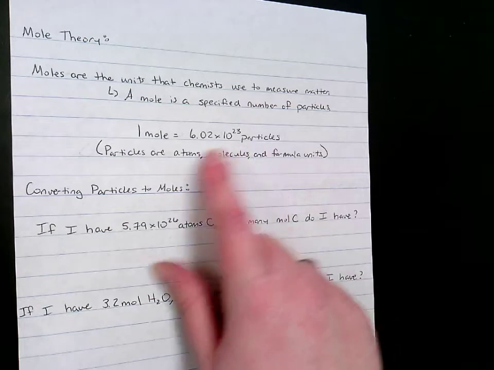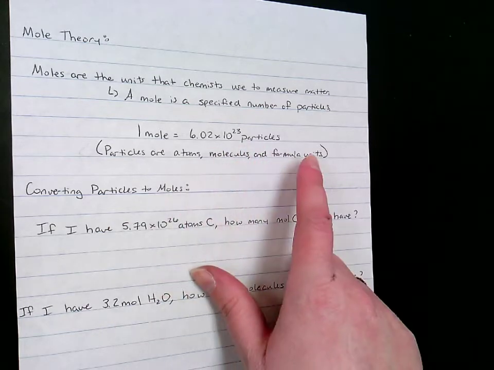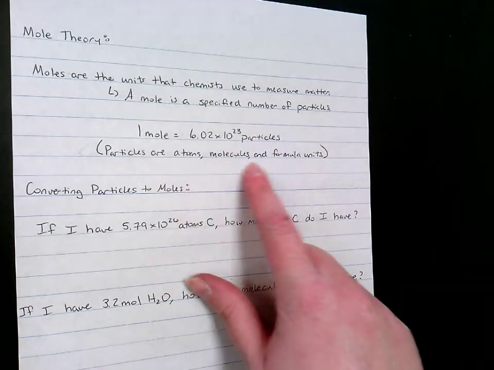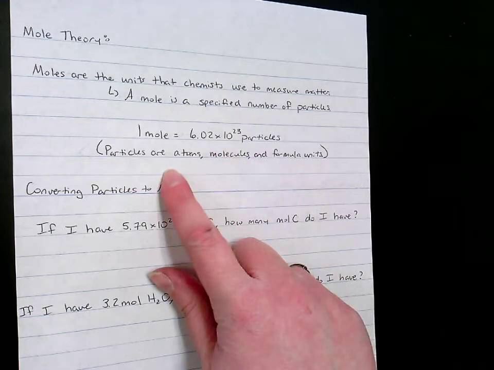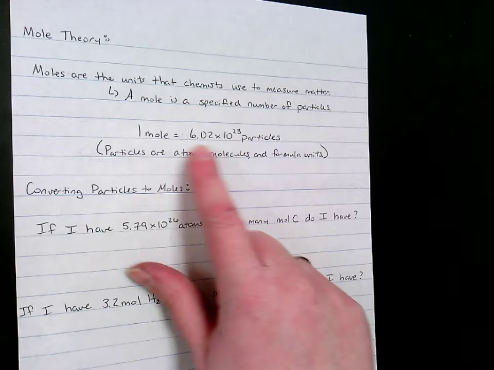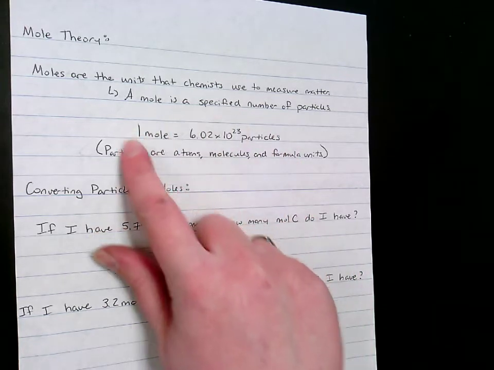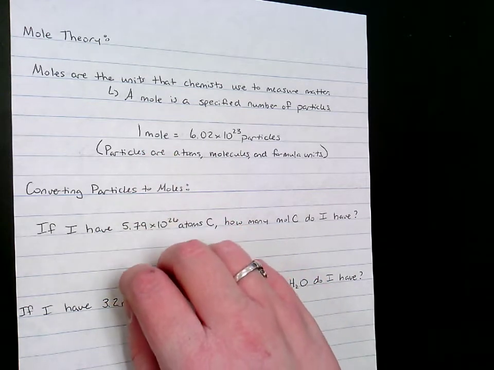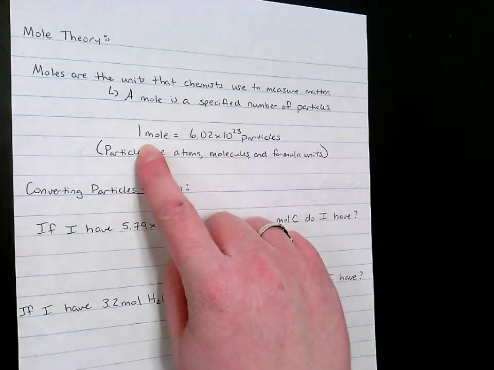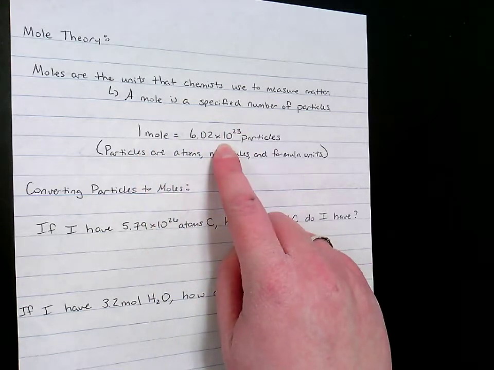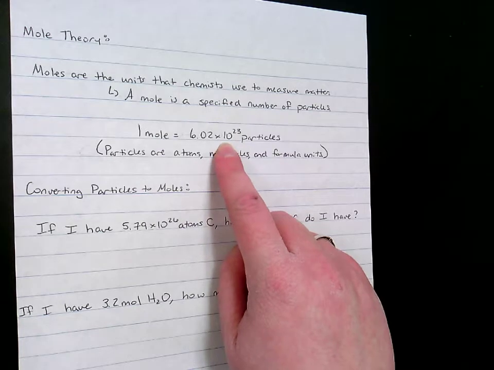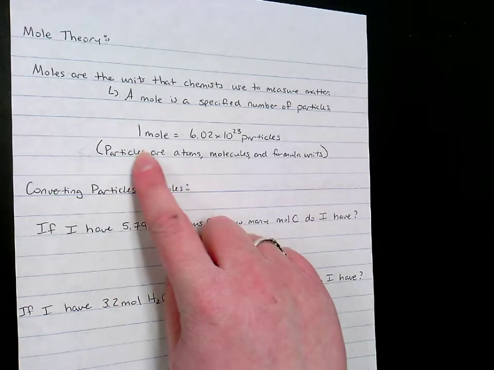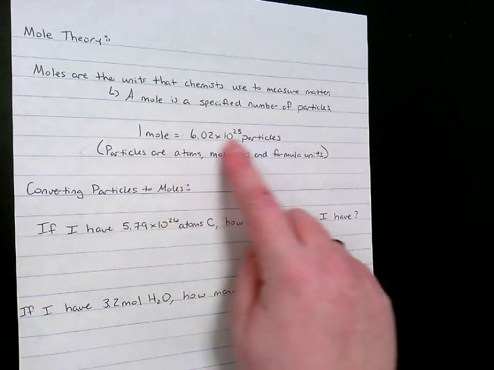Now a particle is either an atom or a molecule or a formula unit. It depends on what you're talking about, which of those terms you would use, but all three of these terms are particles. So this is the definition of what a mole is. This is how many particles make up a mole, and it is true for any substance that you can think of. One mole of that substance is always going to be 6.02 times 10 to the 23rd power particles of that substance. So to convert between particles and moles, this is my conversion factor that I would use.